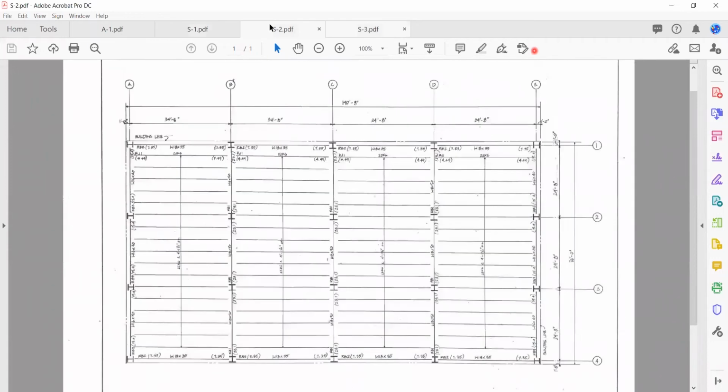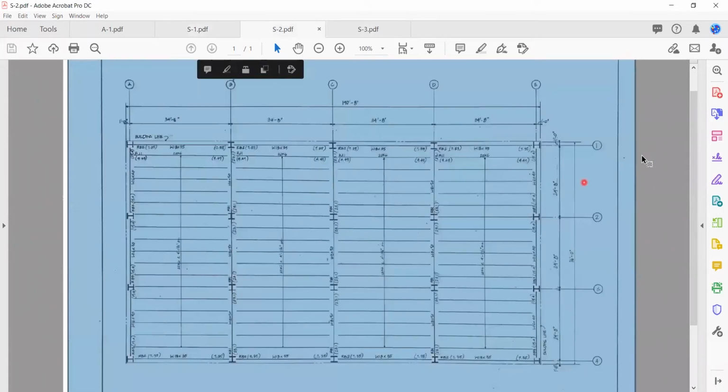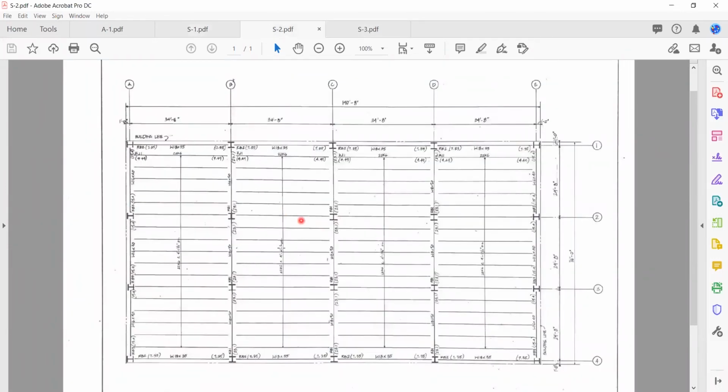Just make sure that you're seeing what I'm seeing here. You know, a lower level plan and an upper level plan. Here is where we are seeing these joists. So it says here 22K6. That is a joist similar to what we'll be doing in our project.